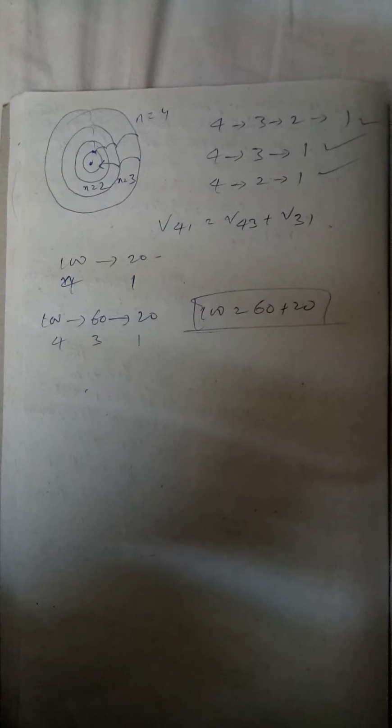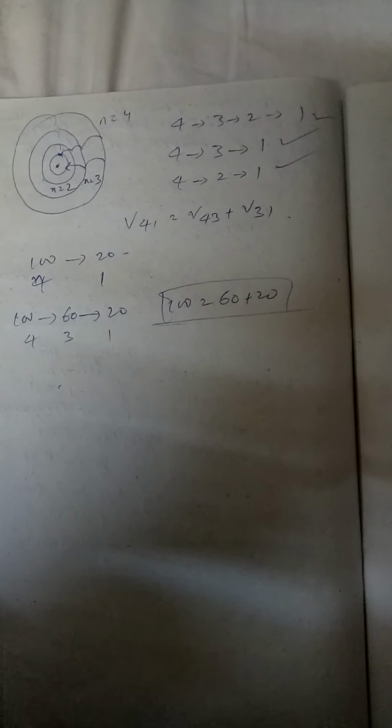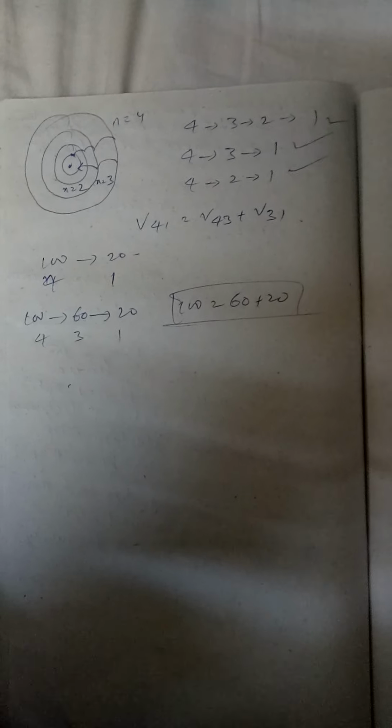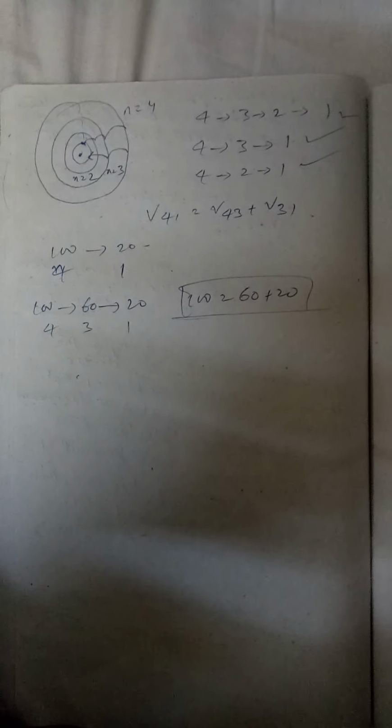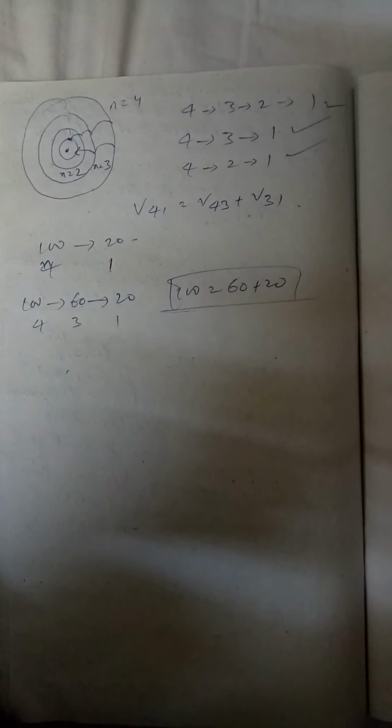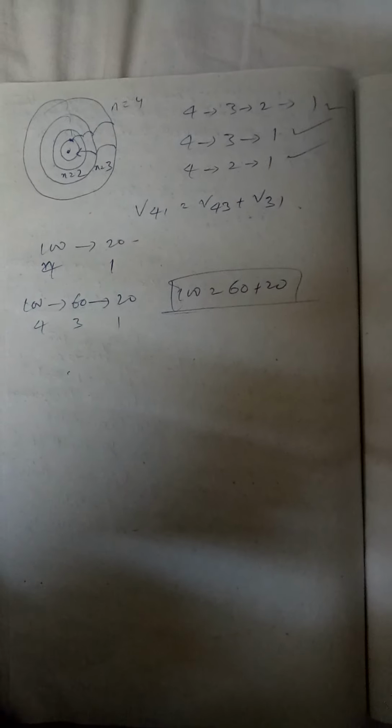So V41, from the 4th to the first orbit, is equal to V43, 4th to 3rd orbit, plus V31, 3rd to first orbit. Okay. This is called, I think, a continuation combination. Different combinations can be worked out. But here you cannot write from lower to higher. Only higher to lower you have to write.